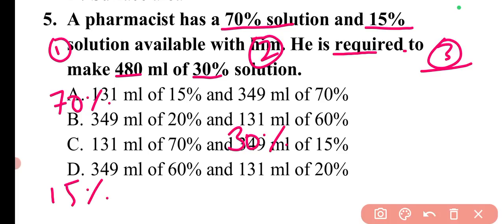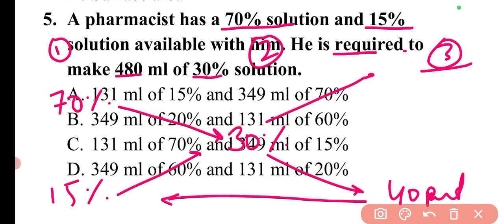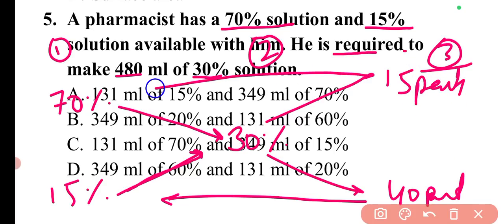Then the third is parts of individual, which we need to calculate. To calculate, we subtract in a crossing way. From 70 minus 30 it will be 40 parts, and these 40 parts will be of 15%. Then 15 minus 30, we need to put the value as positive only, so it will be 15 parts. 15 parts of what? 15 parts of 70%. If you write these things, the rest will be very easy.